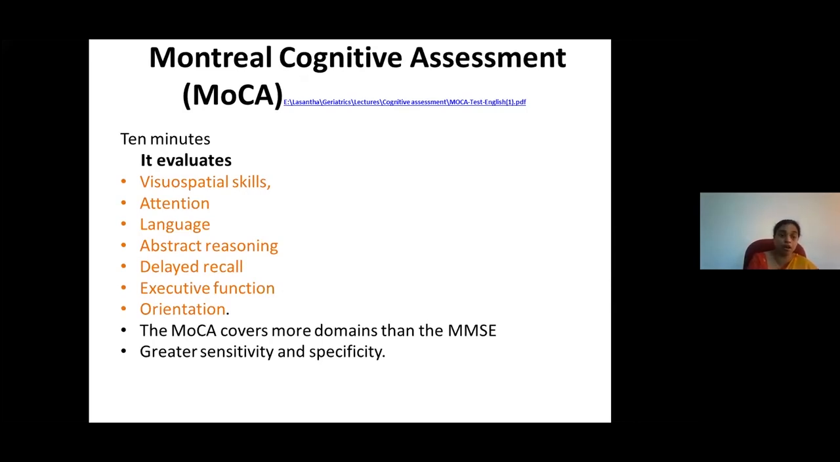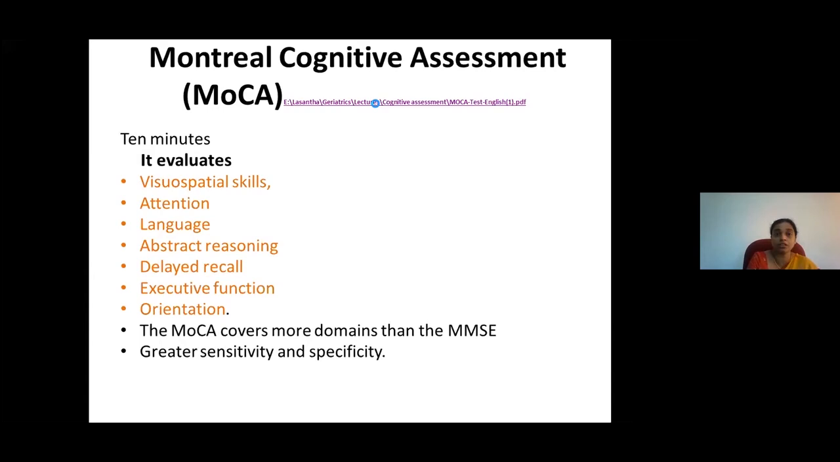Shortly we say it as MOCA. The MOCA assesses 8 components of the cognition. So you can see it is 8 components. So visual, spatial, and executive functions.